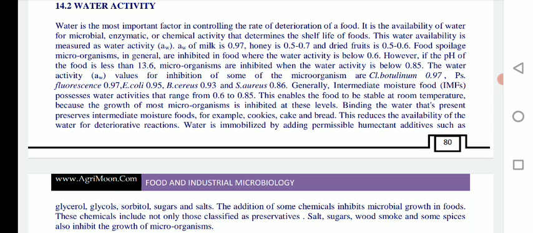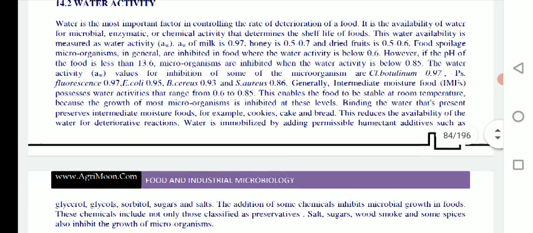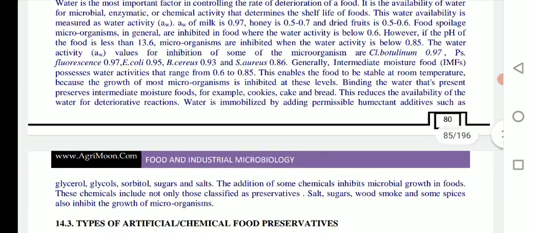So these are the water activity values for inhibition of some of the microorganisms, and in that Clostridium botulinum has the highest water activity, you can see 0.97. Then Escherichia coli it is almost 0.97. Then for Bacillus cereus it is 0.95, and for Staphylococcus aureus it is 0.86.